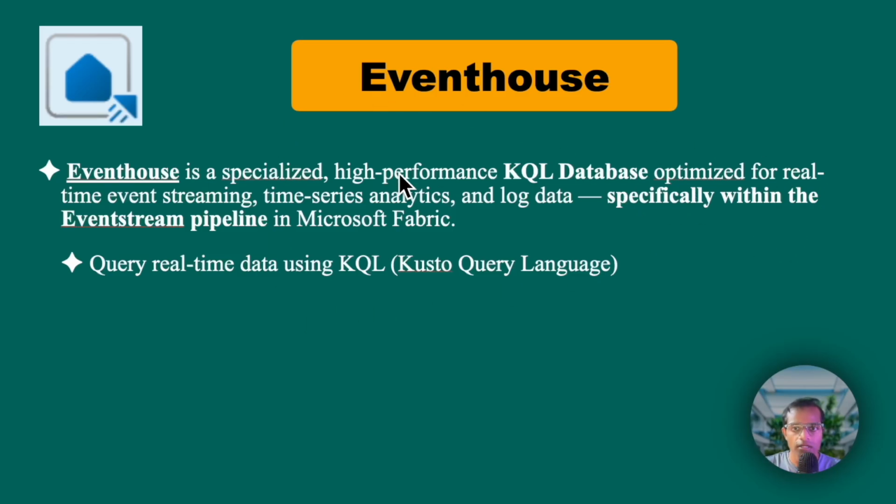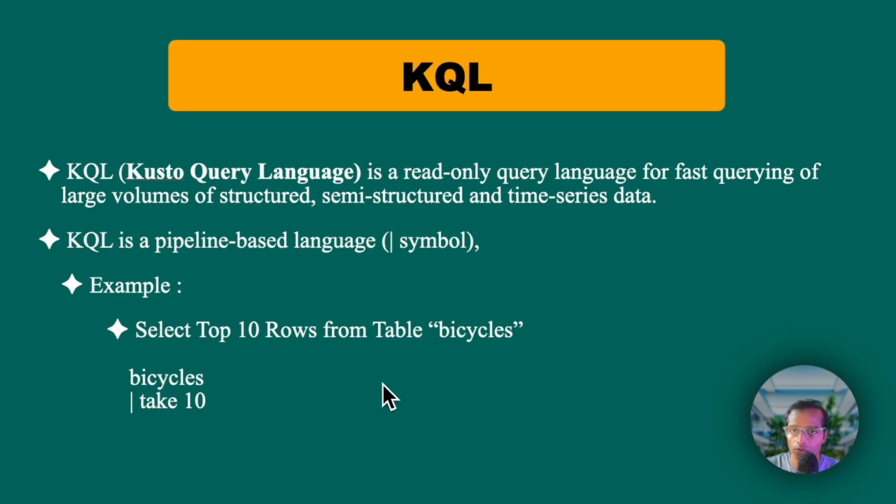To query this real-time data, we have something called KQL or Kusto Query Language. Now, Kusto Query Language is a read-only query language for fast querying of real-time data. It's a pipeline-based language. For example, let's say you want to select top 10 rows from the table bicycles. The command is bicycles pipe take 10. This gives the top 10 rows from the table bicycles.